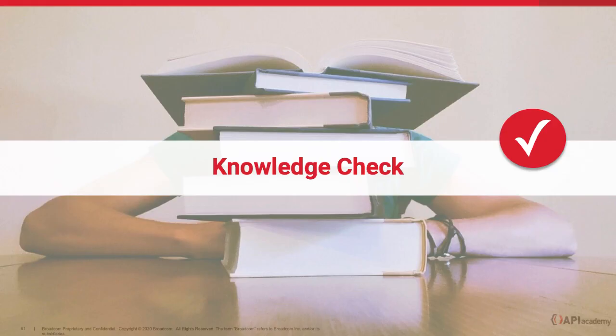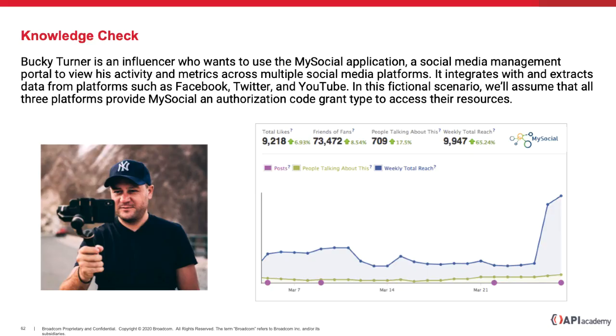Knowledge check. Take a moment to answer the following questions. Bucky Turner is an influencer who wants to use the MySocial application, a social media management portal, to view his activity and metrics across multiple social media platforms. It integrates with and extracts data from platforms such as Facebook, Twitter, and YouTube. In this fictional scenario, we'll assume that all three platforms provide MySocial an authorization code grant type to access their resources.